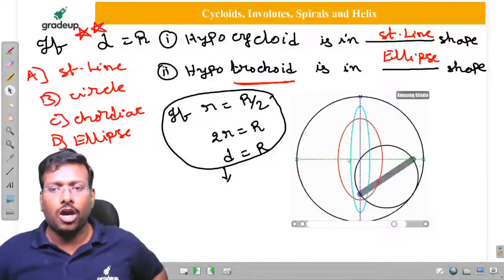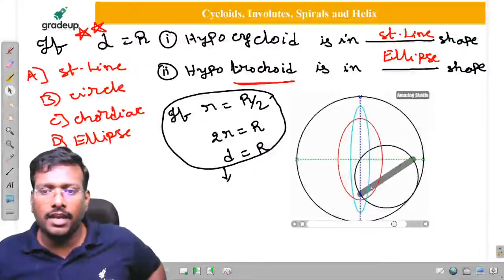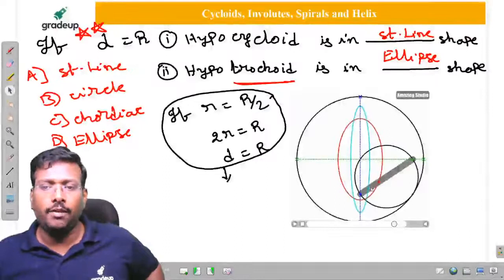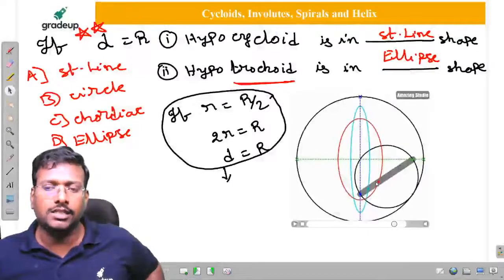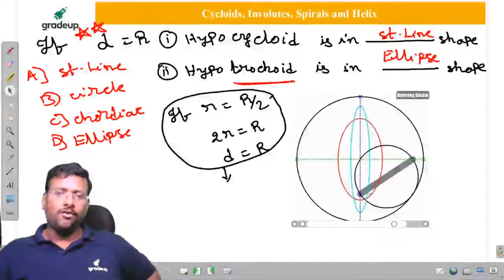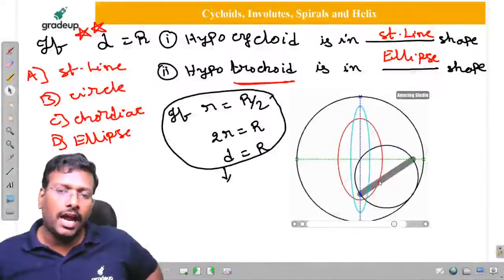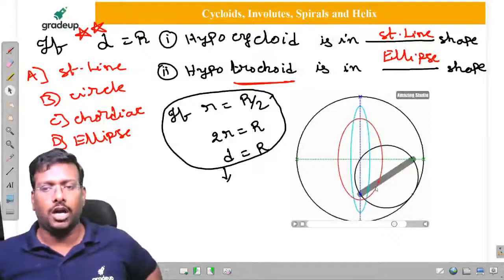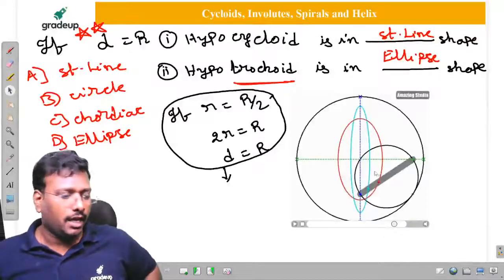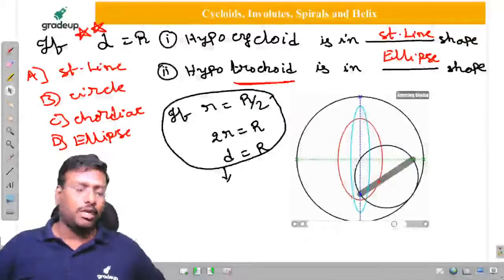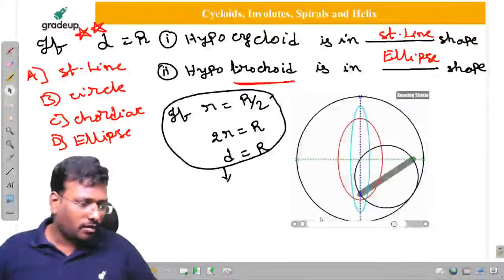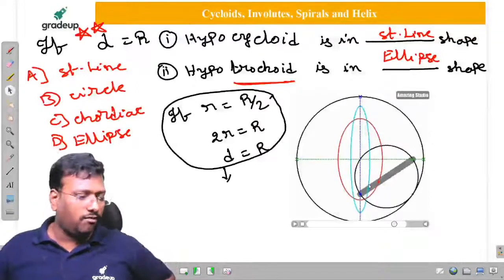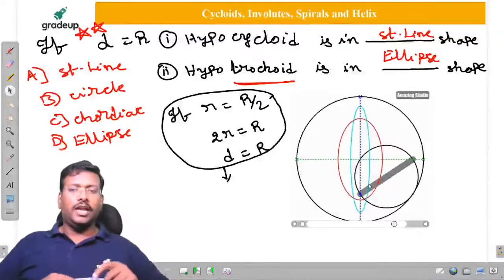Whereas for hypotrochoid, in this diameter line, dark blue is on the circumference, sky blue is inside, and red is also inside. Therefore, once the point is inside the circumference, it is called a trochoid. Therefore, hypotrochoid is an ellipse. So you observe, you obtain an ellipse shape. Yeah, hypotrochoid. Is it clear now, Vishal? Twinkle, is it clear now?